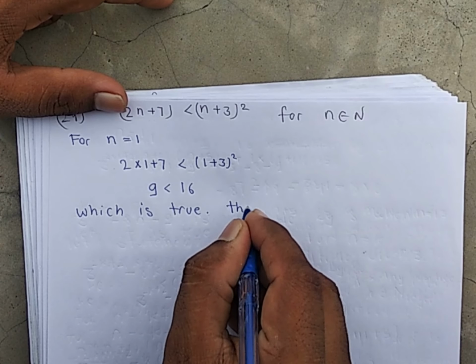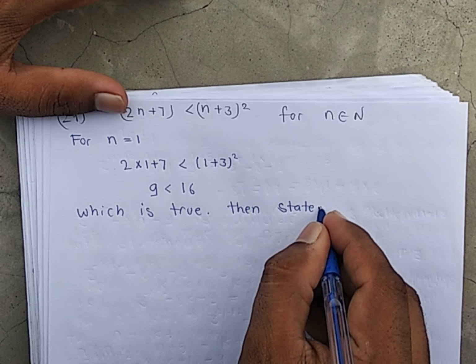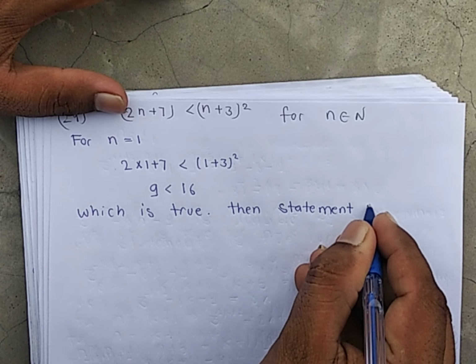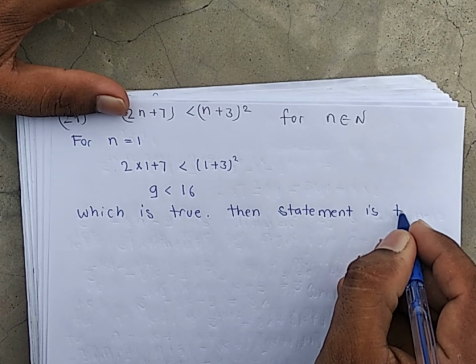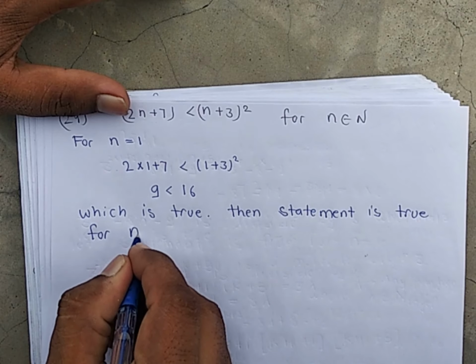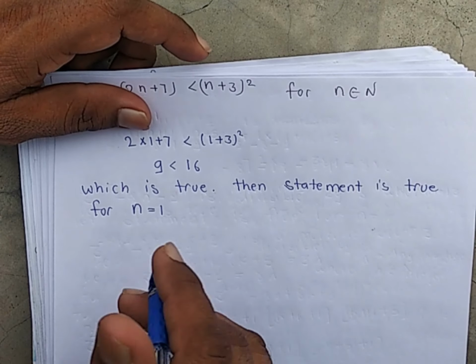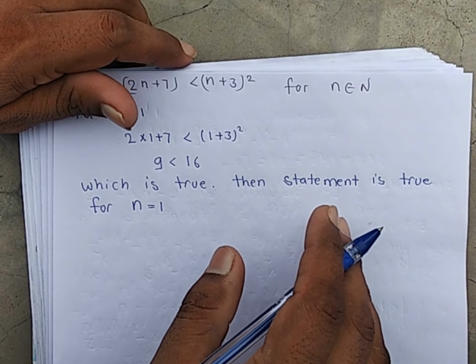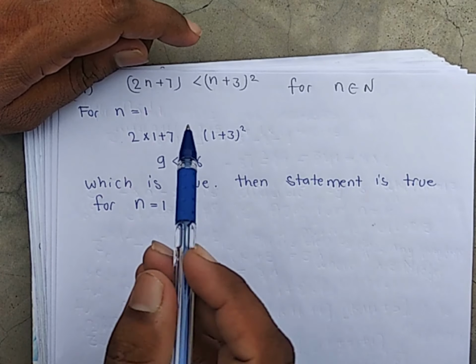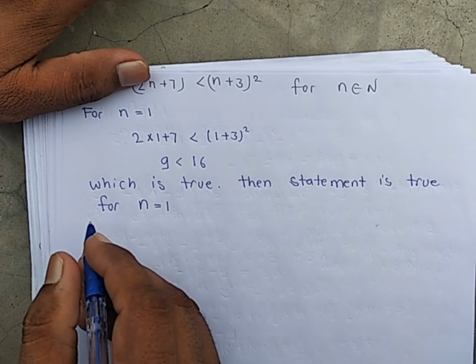Then the statement is true for n equal 1. Now we have to prove that this statement is true for n equal k. We have to let that the given statement is true for n equal k.